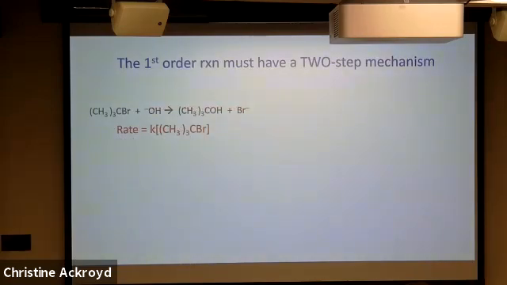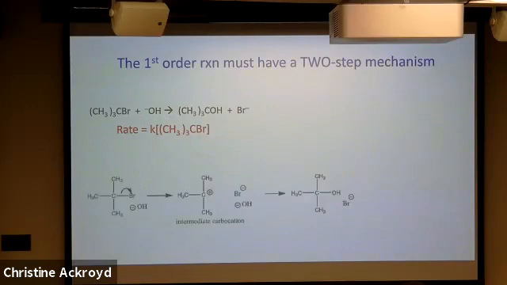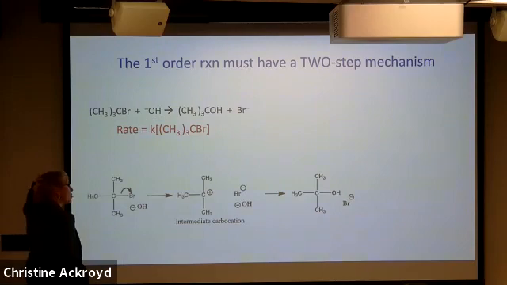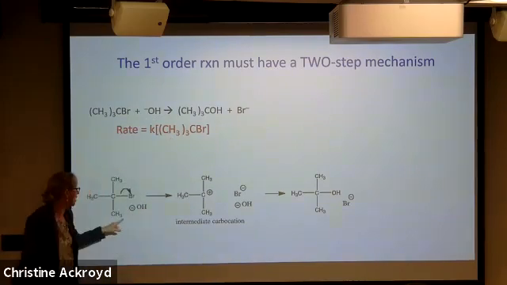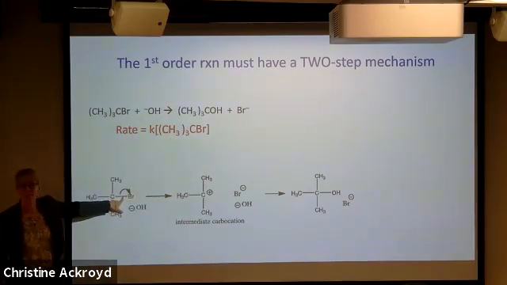Okay, how about a first order reaction? The rate law for the first order reaction says the first rate determining step only involves this starting material, right? So where must the hydroxide show up? It has to come in a second step after the rate determining step, right? So here is a proposed mechanism. We know we have to break the carbon-bromine bond, right? So in the first step, in the rate determining step, where this shows up, what happens is the bromine leaves on its own.